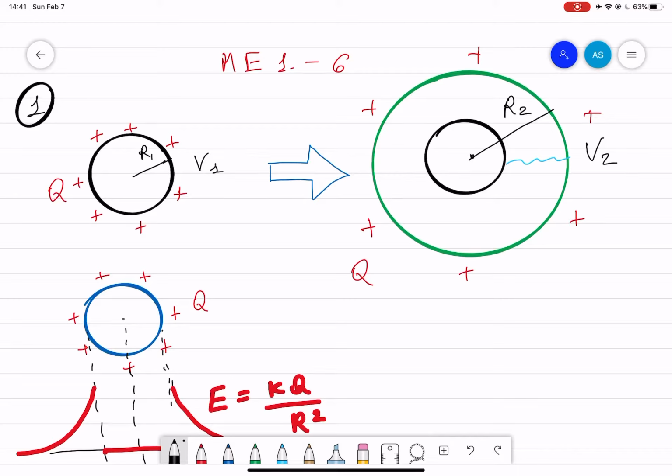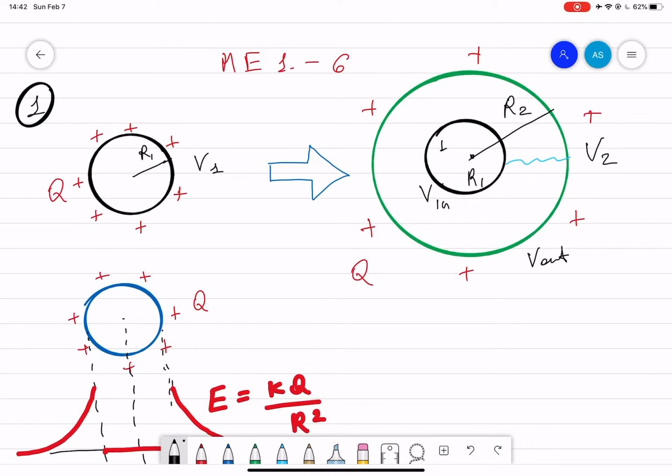Then it's surrounded by another sphere with R2, and the R1 sphere is connected by a wire. When it's connected by a wire, what happens? All the charges on the first sphere will go out and reside on the bigger sphere, as you can see here. Now we have to find what the electric potential is at the inner sphere. This is V outer sphere.